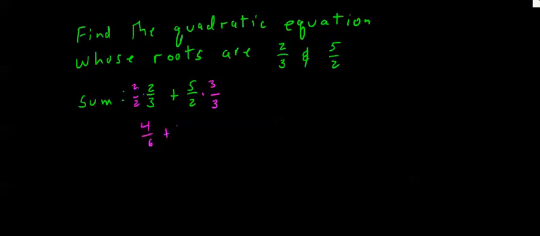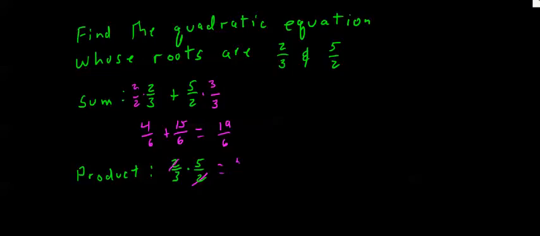4/6 plus 15/6 equals 19/6. Product, of course, a little bit easier. Product, we have 2/3 times 5/2. Always remember, it helps if we cancel our common factors and we end up with 5/3.